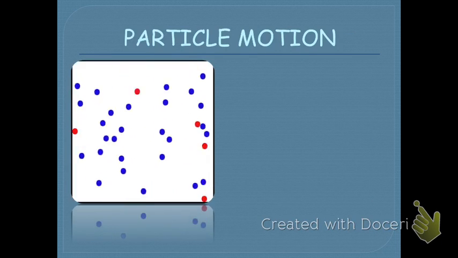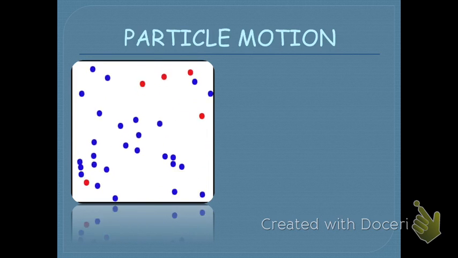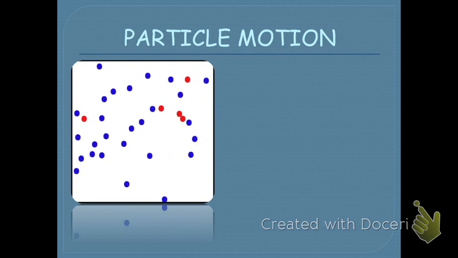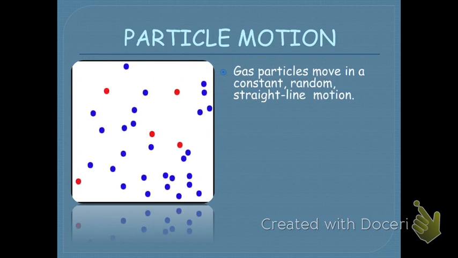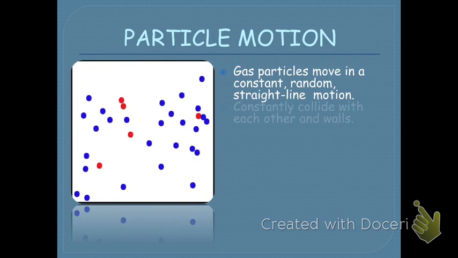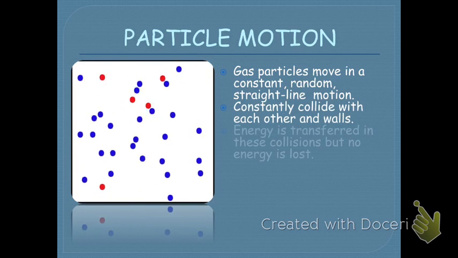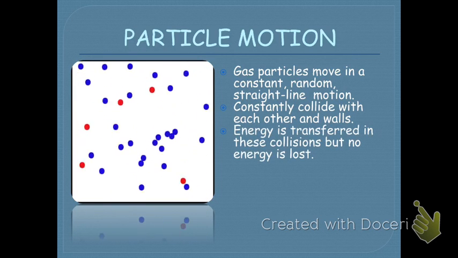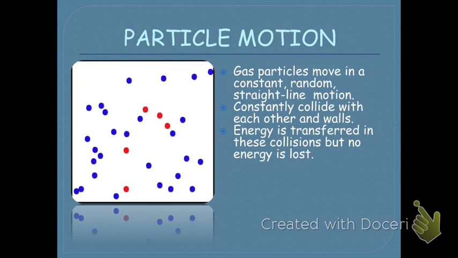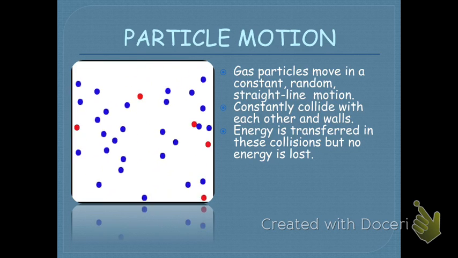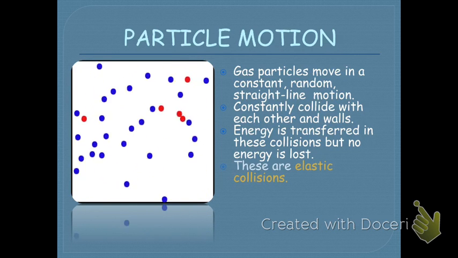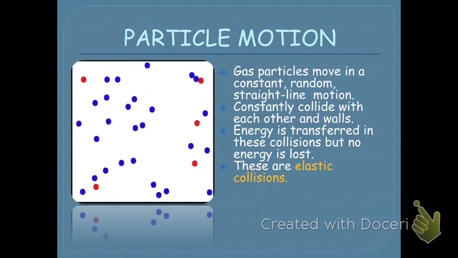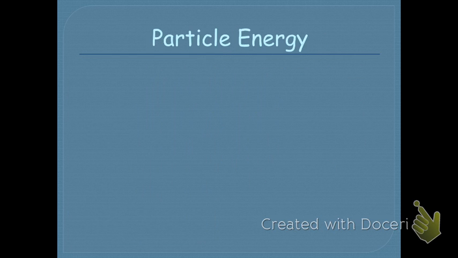Particle motion. If you look at this, we can come up with some guesses of what's going on here. They're in random motion, and they're always going in a straight line until they collide with each other. When they collide with each other, they bounce off. In these collisions, energy is transferred but not lost, and so we call this elastic collision. So an elastic collision is when no energy is lost.